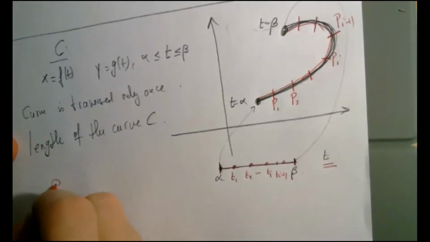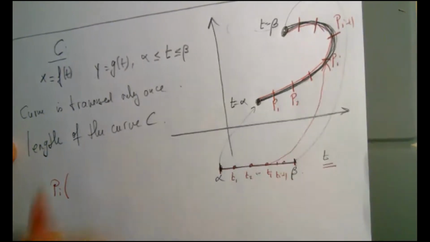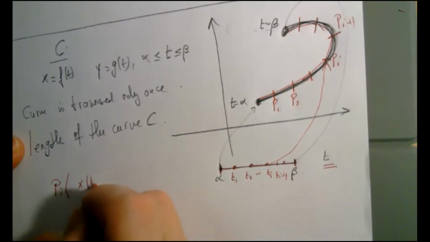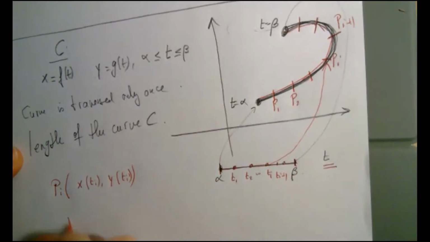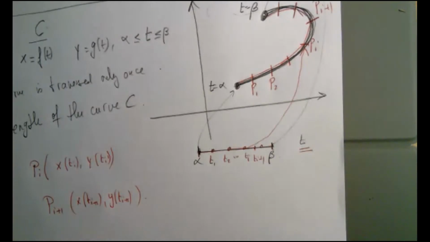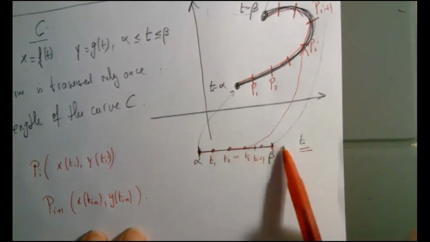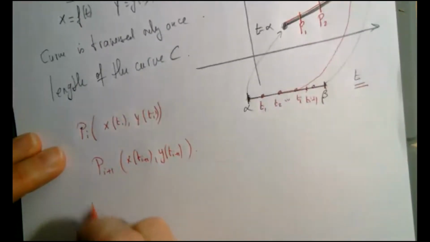What is the point P_i? P_i is the point that corresponds to the time t_i. So P_i will be the point that has coordinates x at t_i and y at t_i. P_(i+1) is the point where the particle is at time t_(i+1), so it's x at t_(i+1), y at t_(i+1). So we will do exactly what we did at the beginning. But in this scenario, because everything is a function of time, it's the time interval that has to be split into pieces.